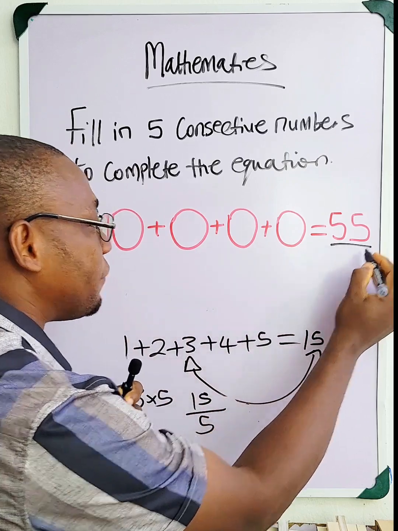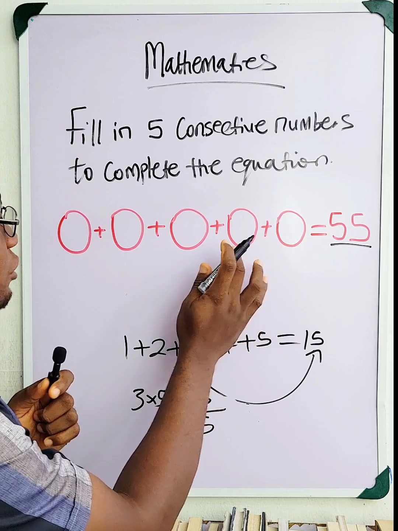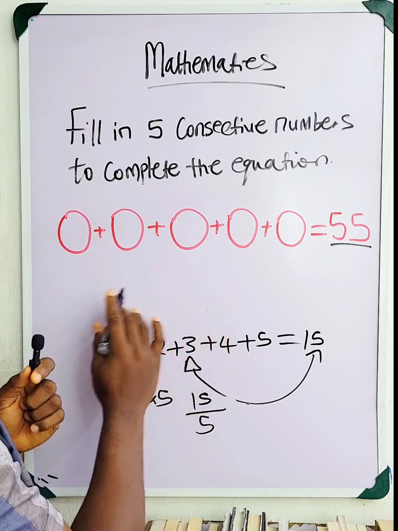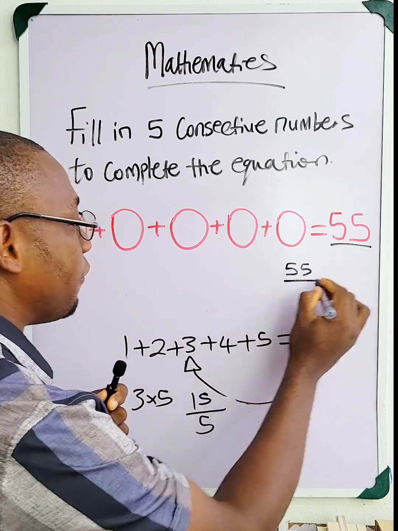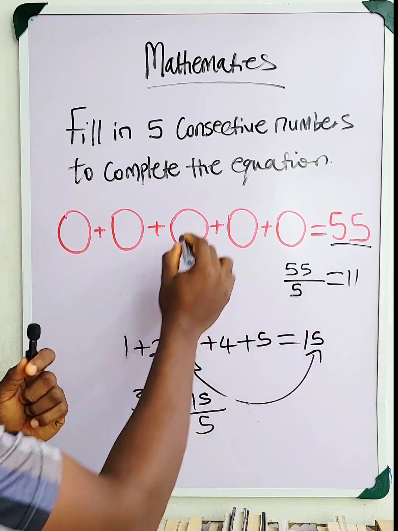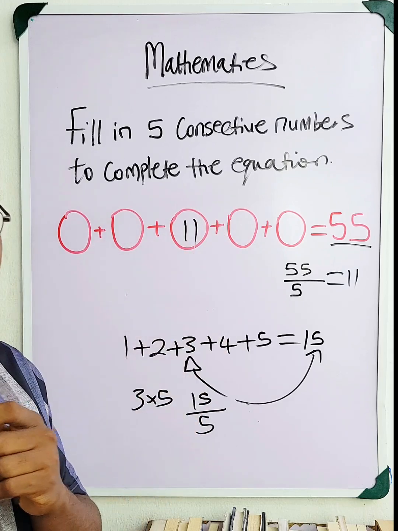This final number 55 divided by 1, 2, 3, 4, 5 will give us the middle number. All right. 55 over 5 gives you what? 11. Therefore, 11 is the middle number.